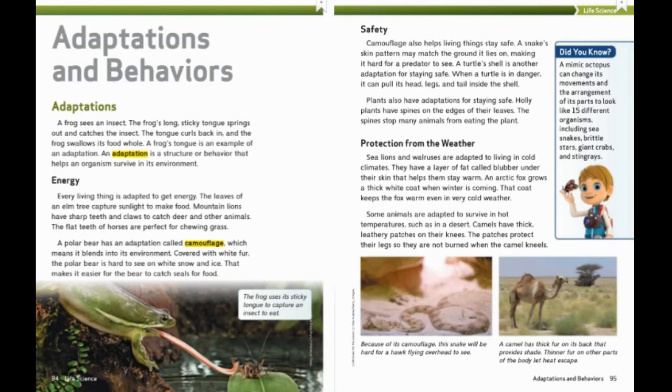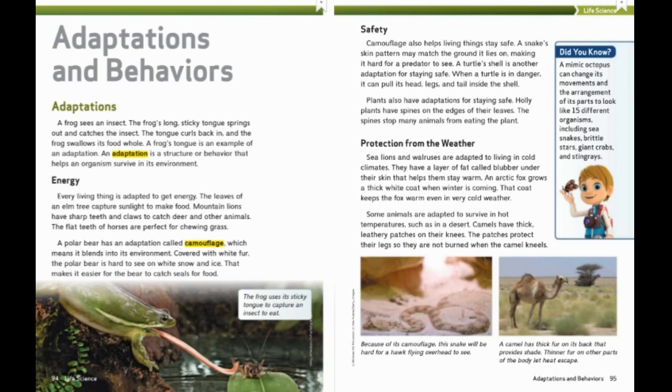Sidebar. Did you know? A mimic octopus can change its movements and the arrangement of its parts to look like 15 different organisms, including sea snakes, brittle stars, giant crabs, and stingrays.